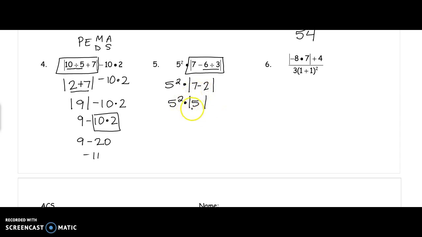And the absolute value of 5 is 5. So that was P, parentheses. Now we go to E, exponents, and we happen to have an exponent. And this is not 5 times 2, okay? It's 5 times itself twice. So 5 times 5 is 25. And 25 times 5, because that's the only operation we have left, is 125.